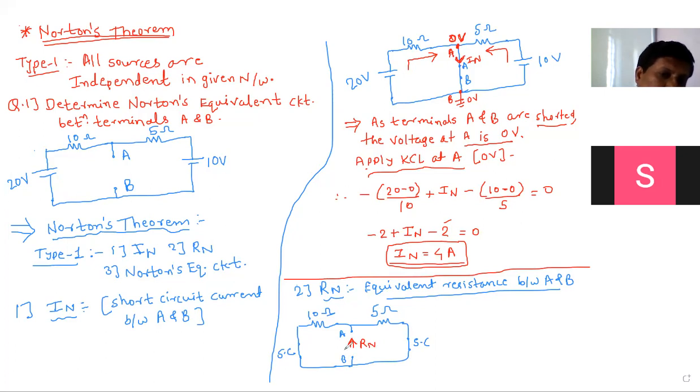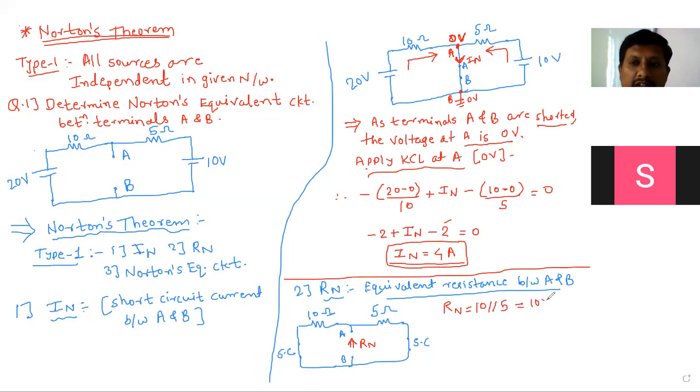But we have to observe between A and B. We already solved such type of example. So how to calculate RN and how are the resistors connected? 10 and 5, how are they connected, series or parallel? Parallel. Yes, very good. So RN we have to calculate between A and B, which means the resistors 10 and 5 are connected in parallel.